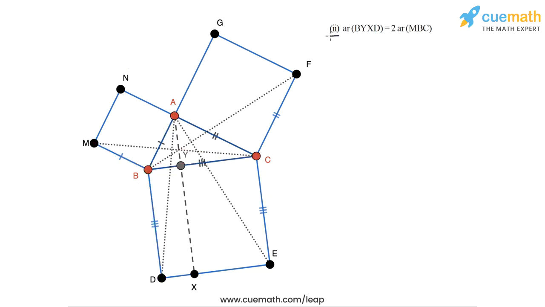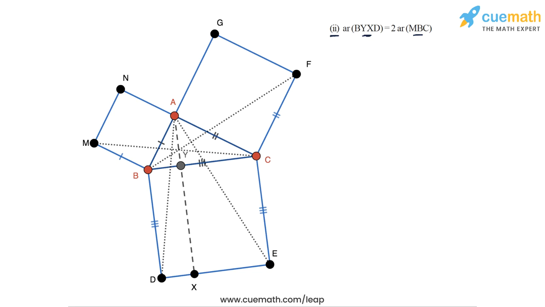Now coming to part 2, in part 2 we have to prove that the area of BYXD is twice the area of MBC. So BYXD is this quadrilateral that I have highlighted. This is actually a rectangle because it's a parallelogram and all its angles are 90 degrees. So the area of this is twice the area of triangle MBC, which is this triangle I've highlighted. This is what we have to show in this part 2.